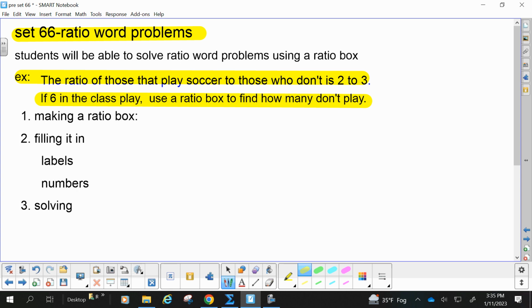Now, first time only, get the steps down in your notes. First of all, you're going to make a ratio box. Hashtag ratio box. All right. I remind you, the first column is labels.